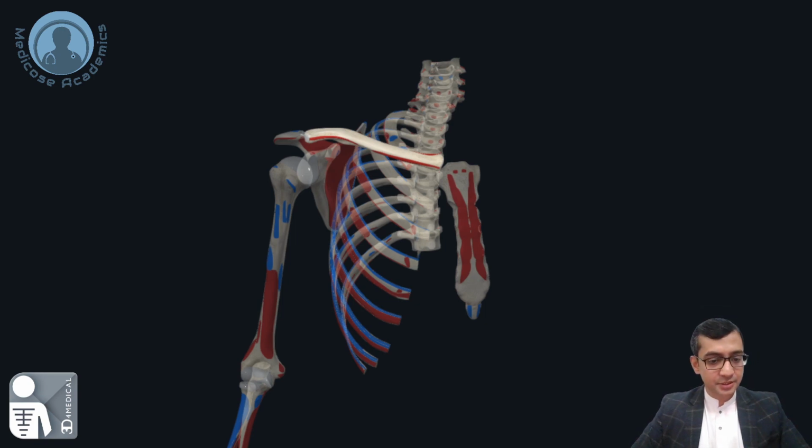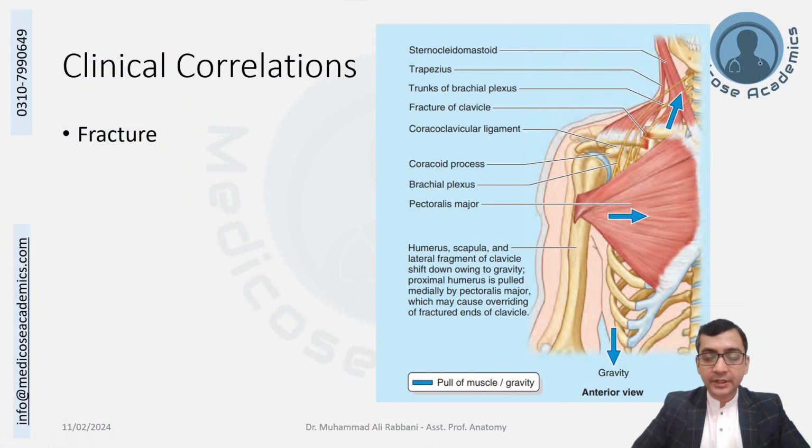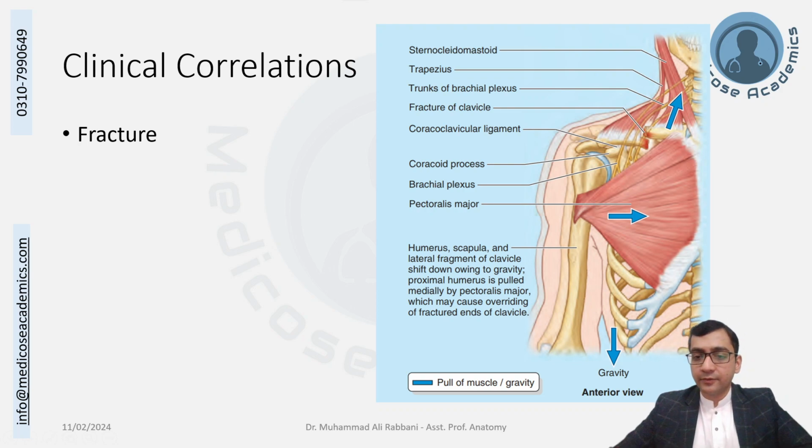Let me get back to the presentation. If you talk about the clinical aspects, it is one of the most commonly fractured bones in the body. These are fractured when you fall forward, try to catch your fall with your hands, and the fracture happens between the medial and lateral parts of the bone. As the bone is fractured, the weight of the upper limb pulls the lateral fragment downwards, and the attachment of the sternocleidomastoid pulls the medial fragment upwards. So these are separated from one another, and this is the displacement that you need to remember.